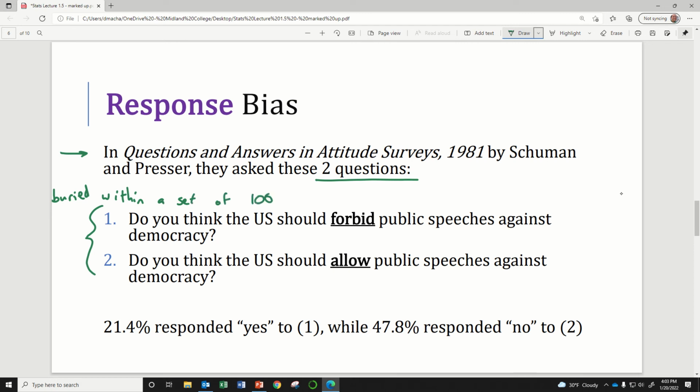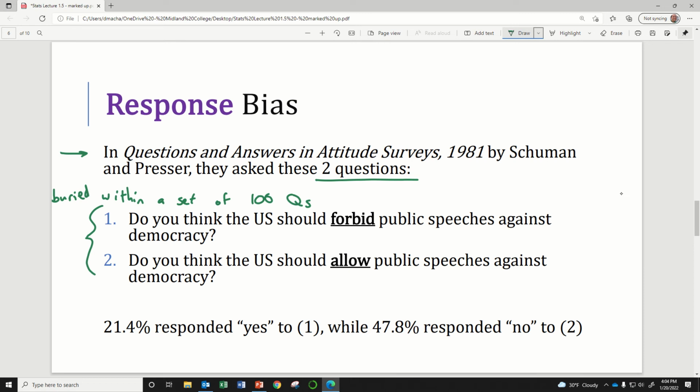And what happens if you ask someone 100 questions and you sneak in 2 questions that are pretty much related, or pretty much the same question? It's easy to forget, right? So if number 1 is the 14th question you're asked, and if number 2 is like the 97th question you're asked, then all those questions in between tend to sort of reset your memory. And so when they came across the second question, they don't necessarily remember that they answered the first, or how they answered the first question.